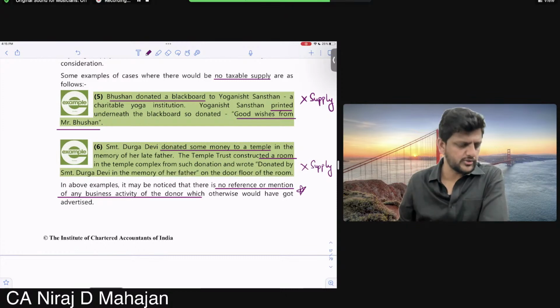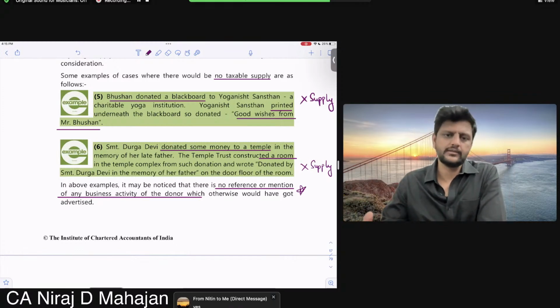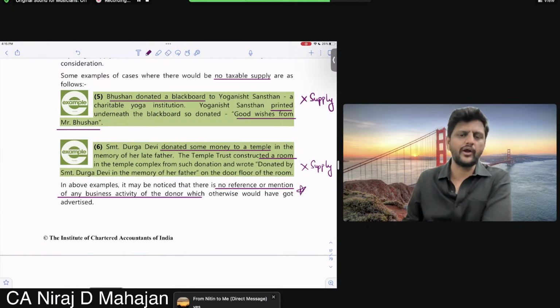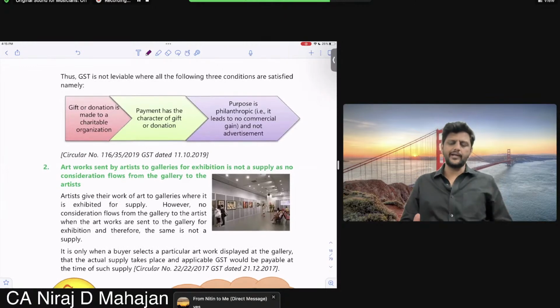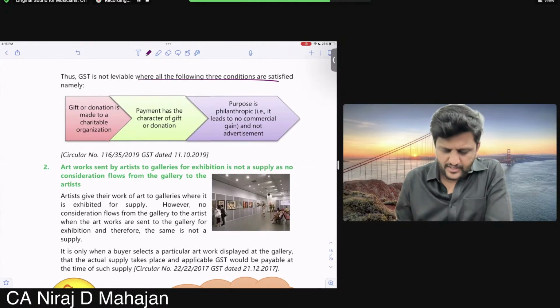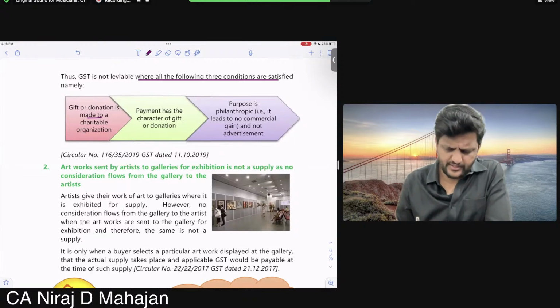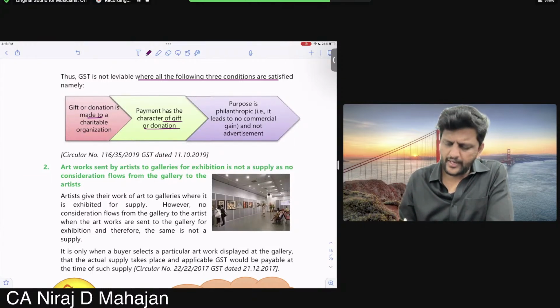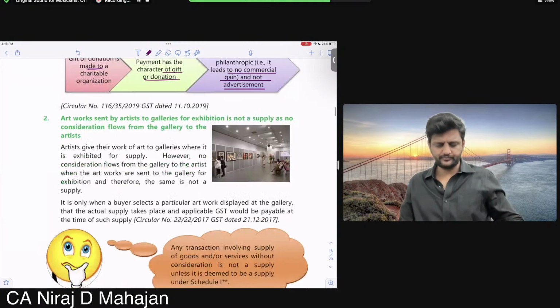Star mark wherever I am doing star mark, so that you can revise those points later on fast. What is important? If the trust does advertisement of the business of the donor, then that is advertisement expense or advertisement supply. Thus, GST is not leviable where all the following three conditions are satisfied. Gift or donation is made to a charitable organization. Payment has the character of gift or donation. Purpose is philanthropic, with no commercial gain, and no advertisement should happen for the donor.